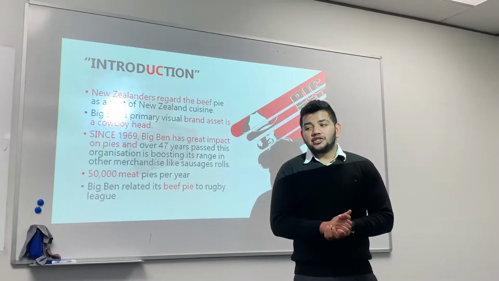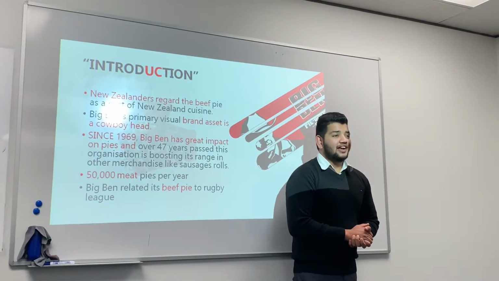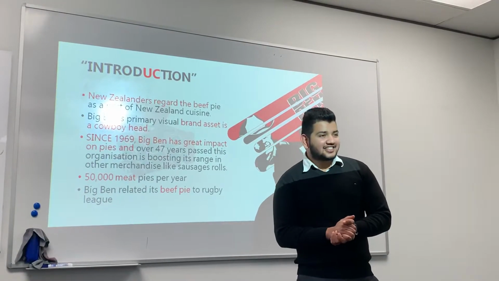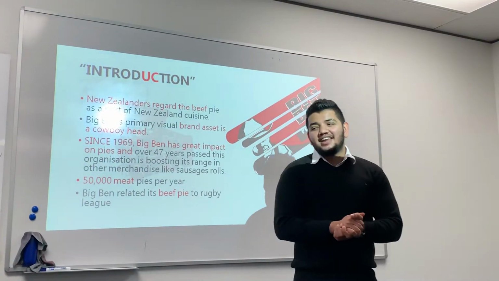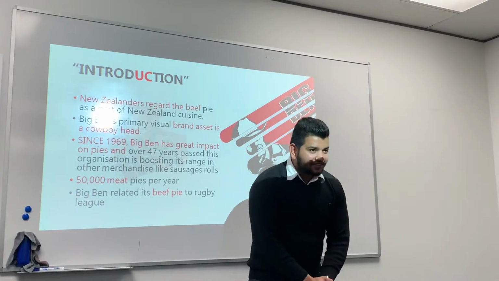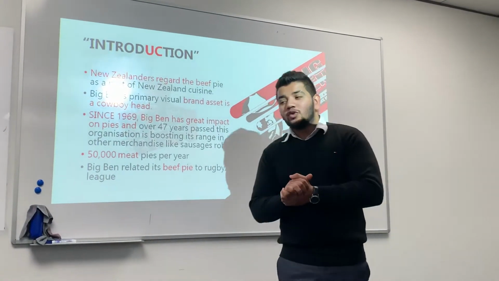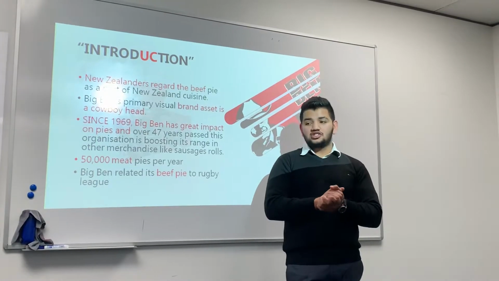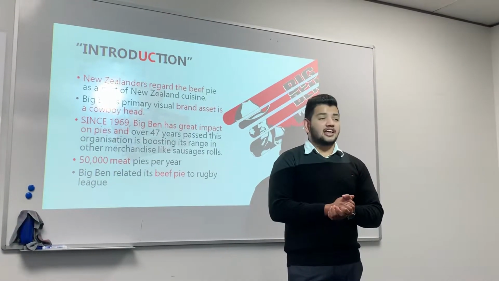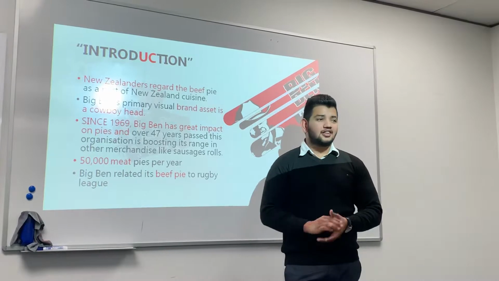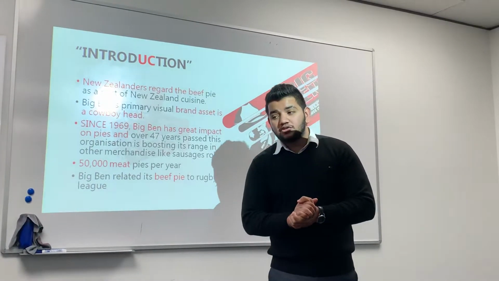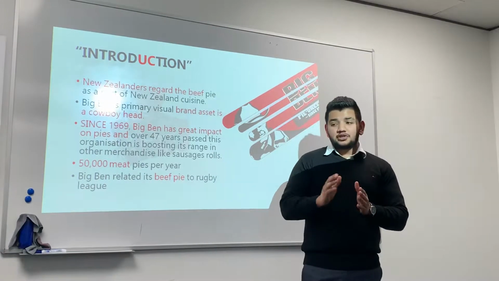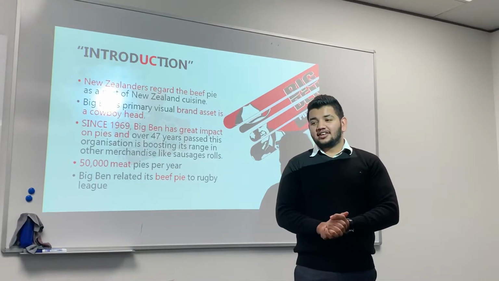Big Ben's primary visual brand asset is a cowboy hat. Since 1969, Big Ben has had a great impact on pies, and over 47 years, the organization has been expanding its range into other merchandise like sausage rolls. Over 50,000 meat pies per year are produced by Big Ben.